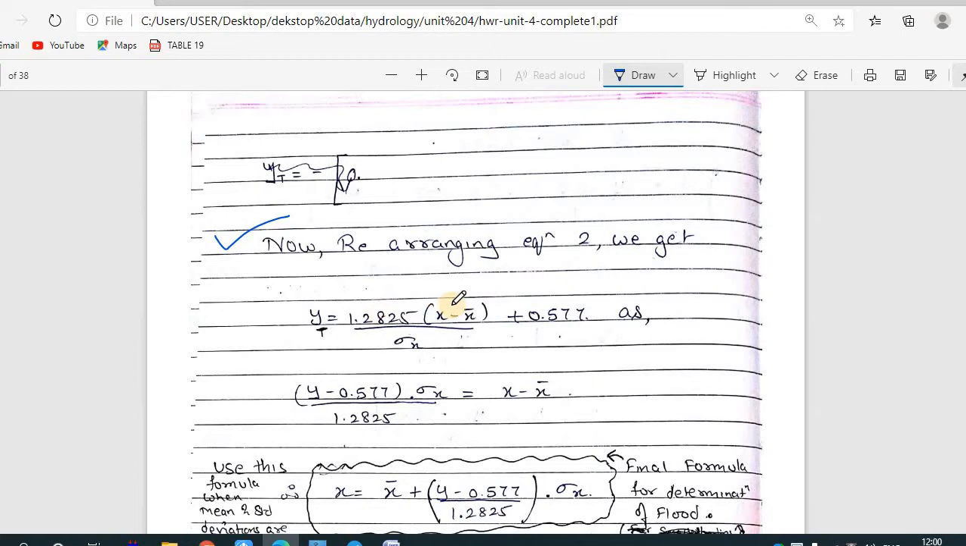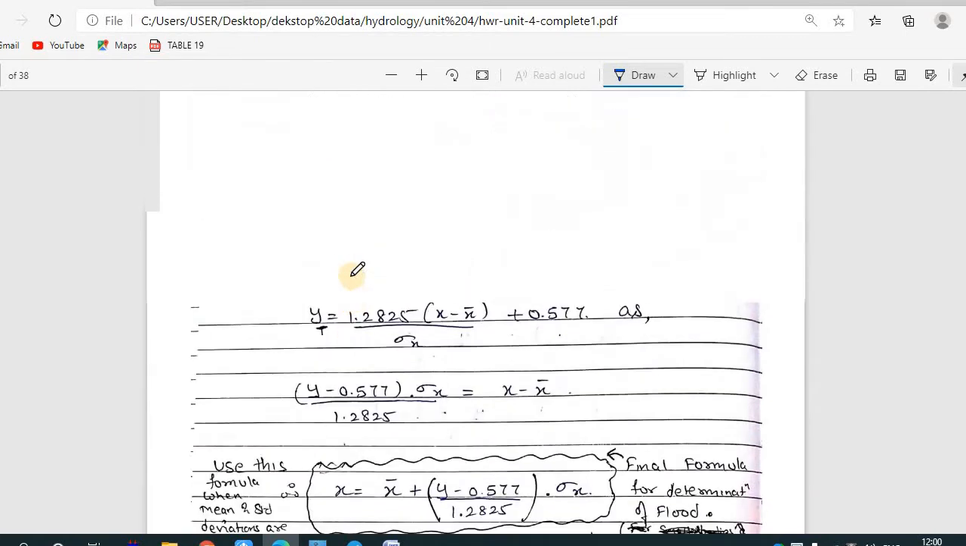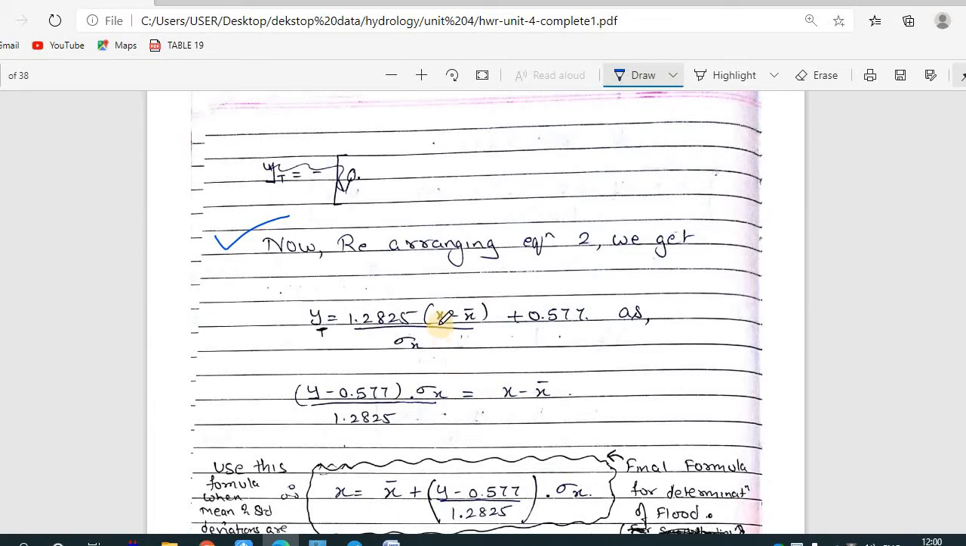1.2825 into x minus x bar plus 0.7 divided by sigma x. So we are keeping this on the left hand side. Now we are rearranging this equation. What we can do is keep this term on the left hand side and all other terms on the right hand side. So what will be the final equation for that?